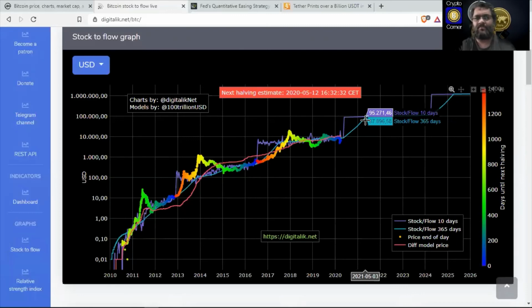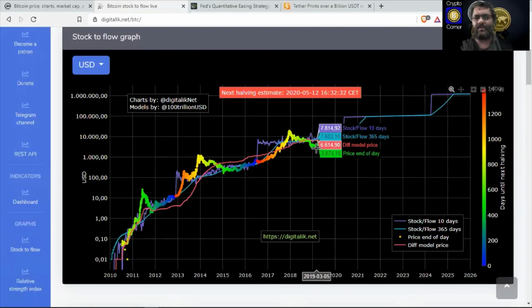So if printers are going brr, make sure you grab yourself, as the maker of Litecoin, Charlie Lee, says, make sure you have at least one Bitcoin.